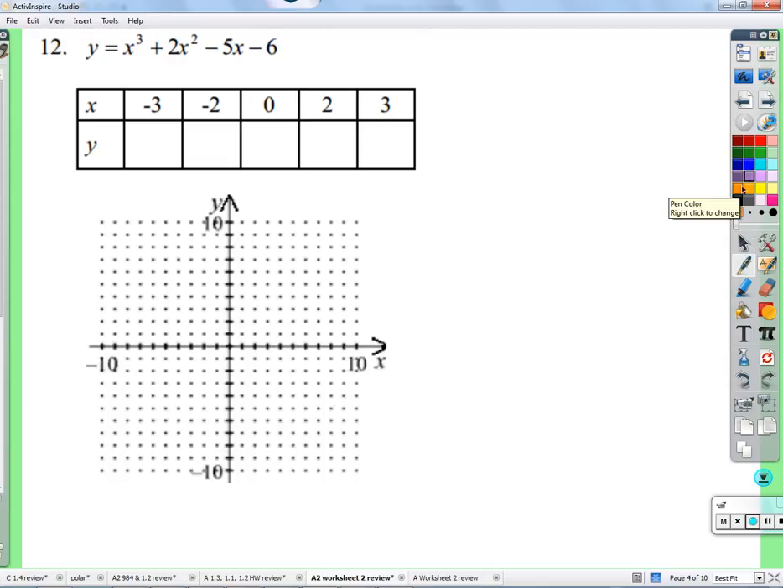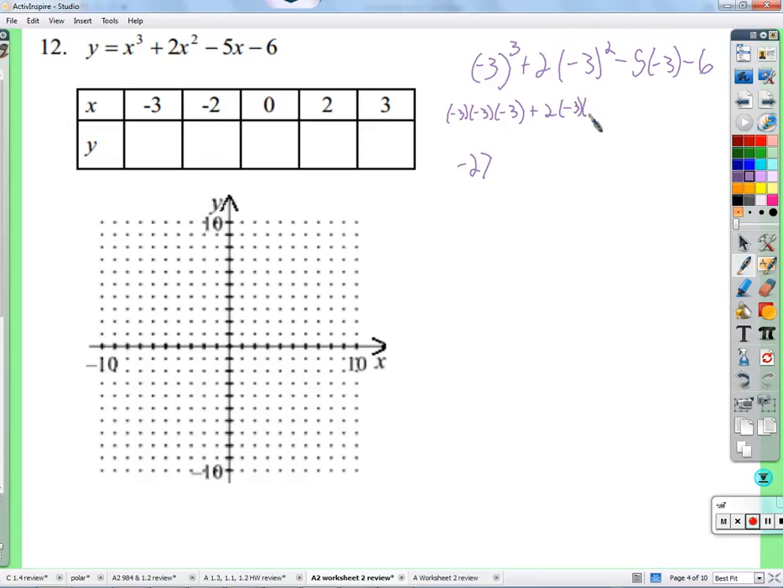Same idea, we're just going to plug things in for x, figure out what comes out for y, plot those points, and then guess where all the other points are going, otherwise known as draw the curve, draw the shape, connect the dots. Negative 3 cubed plus 2 times negative 3 squared minus 5 times negative 3 minus 6. So negative 3 to the third, that's going to be negative 3 times negative 3 times negative 3. What's that going to come out to be? Negative 27. Okay. Then we have 3 squared, so we'll have 2 times negative 3 times negative 3. This will be 9 times 2, that would give us 18. All right, and we'll have plus 15 minus 6.